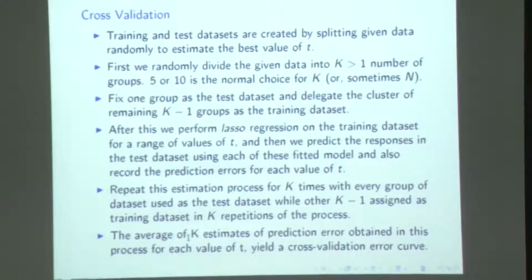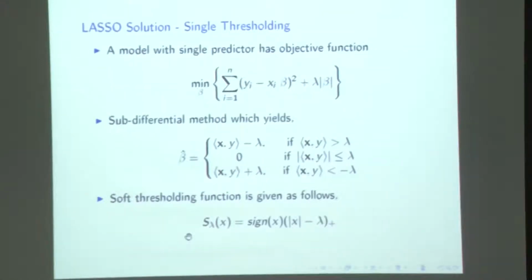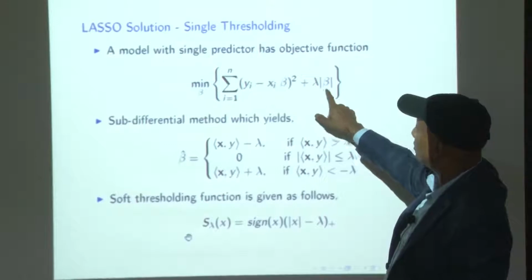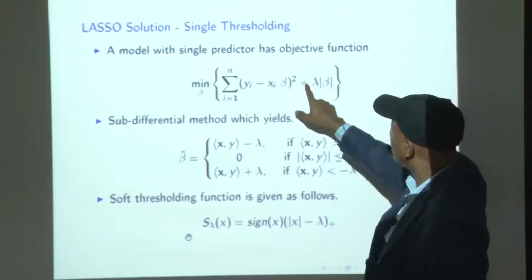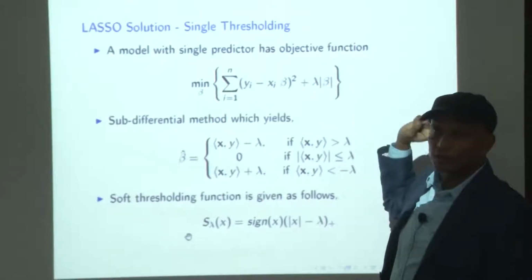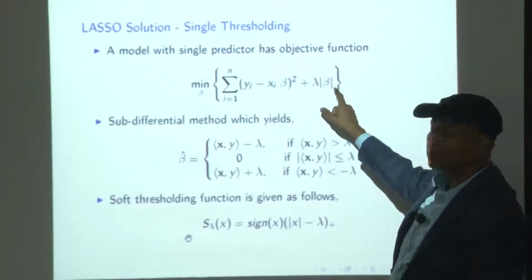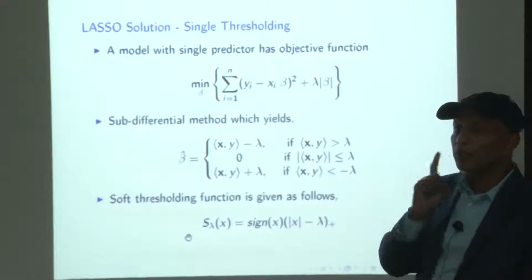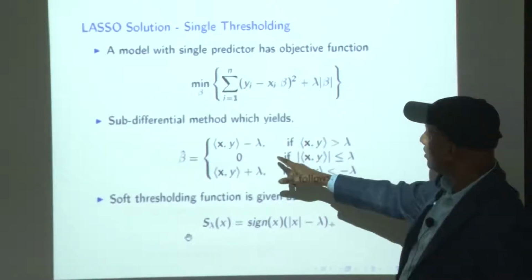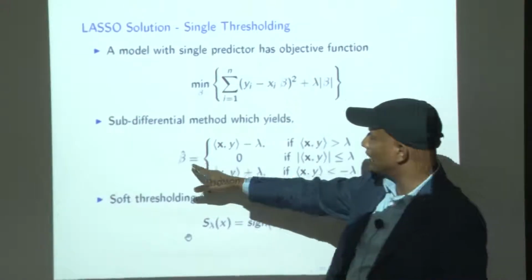Cross validation I talked about already. So now, one slide about the Lasso. Remember, I told you about some computational difficulties of the Lasso. The main reason is that this is the L1 penalty. It is not differentiable, but it is sub-differentiable. That is the good thing about it. So using the sub-differentiability, you can define this beta.